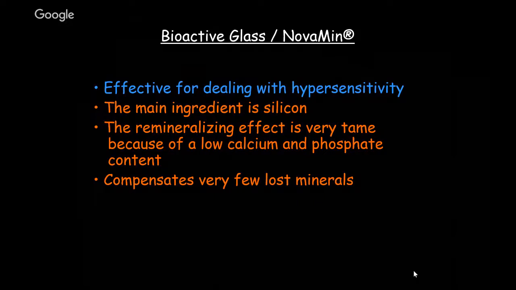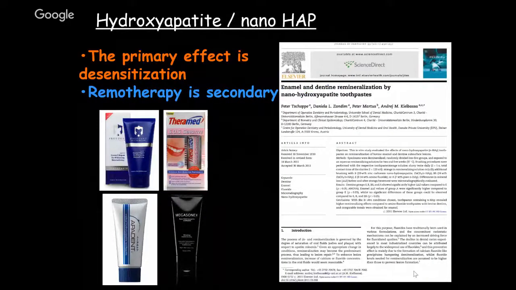The main ingredient is silicon. No phosphate, no calcium, but silicon is the main ingredient. The remineralization effect is very thin because of low calcium and phosphate content, and it compensates very few lost minerals. So if we see a toothpaste with Novamin, we understand that it is very good for hypersensitivity, but low active for remineralization. And what about hydroxyapatite?